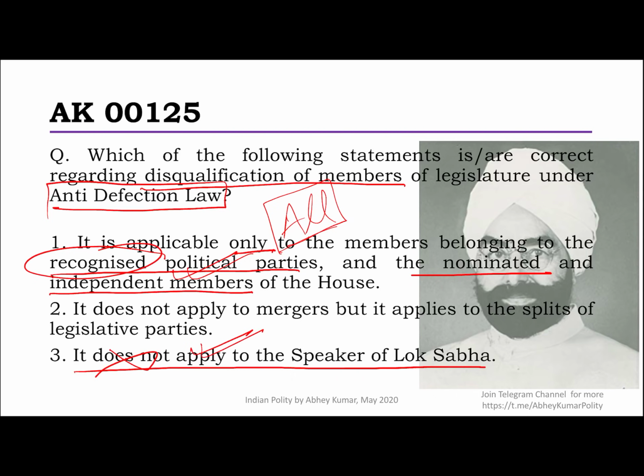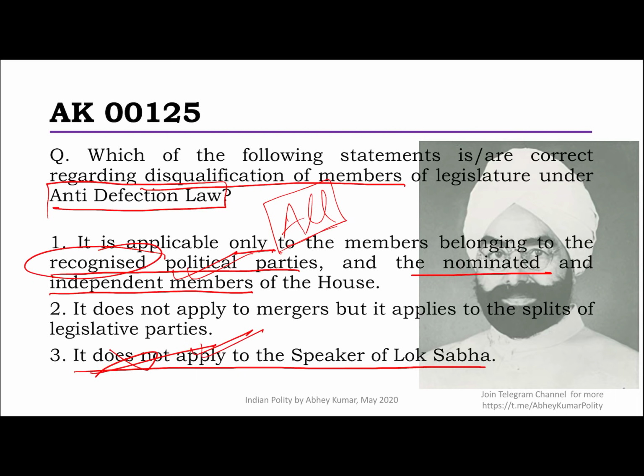Yes, certain actions of the Speaker are exempted. For example, if the Speaker resigns from their party when they are elected as a Speaker and they don't join any other party and then come back to the same party after completion of term, then they will not be disqualified. But it does not mean Anti-Defection Law does not apply to them.